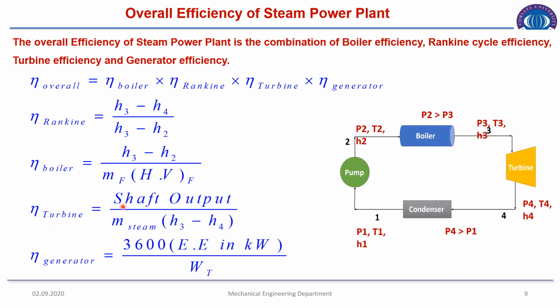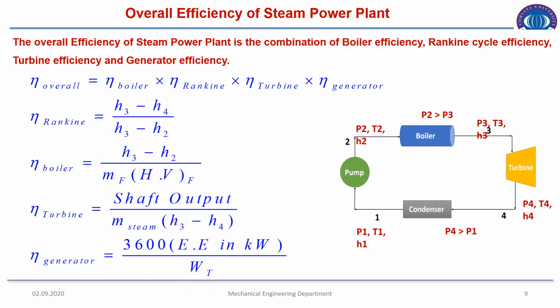And for the efficiency of the turbine, the steam will be striking the blades of the turbine and rotating them, and these blades are connected with the shaft, and that shaft will be rotating. So it is the shaft output divided by the mass of steam into H3 minus H4. H3 minus H4 is the enthalpy difference through the turbine. And to calculate the efficiency of the generator, we have a relation of 3600 multiplied by the electrical energy in kilowatts, that is the electrical energy produced in kilowatts, and WT is the work done by the turbine.